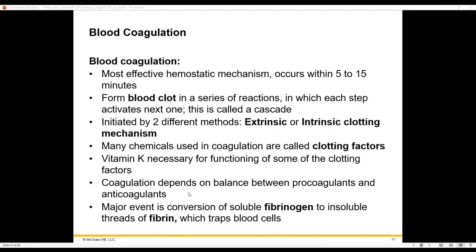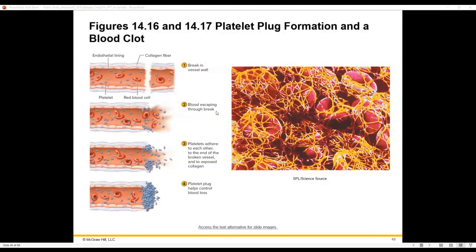Coagulation depends on balance between procoagulants and anticoagulants. And the major event is conversion of soluble fibrinogen to insoluble threads of fibrin, which traps the blood cells. Okay, so this picture shows that sequence. You can see how the blood clots are formed by that meshwork.